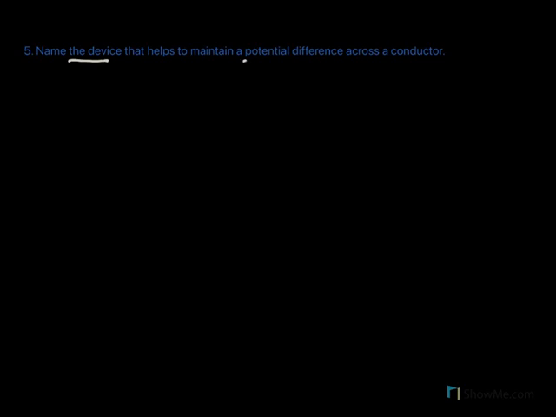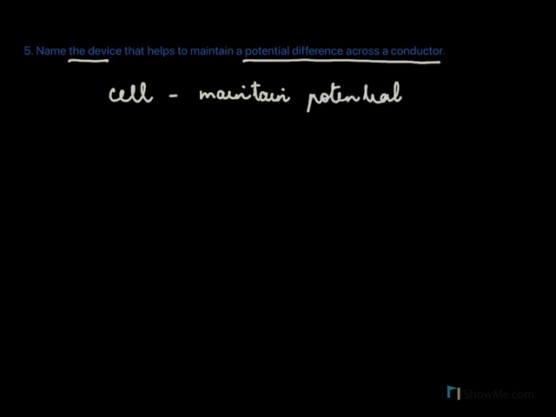Name the device that maintains a potential difference across the conductor, and that is a cell. Cell maintains potential difference, and that's how current then begins to flow. A cell is denoted like this. This is the positive. First is the positive and then is the negative. But what is a battery? Battery is a collection of cells.